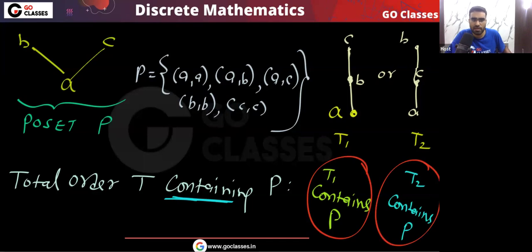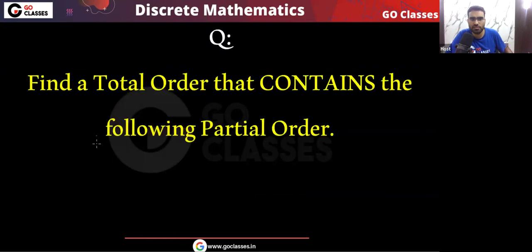Very simple. So, did you make this observation? Can you make this observation that ultimately what we are finding? We are finding the topological order. Is this clear? We are finding the topological order. Let me give you one more example: find a total order which contains the partial order. I am giving you another example. Okay, focus on this example now.